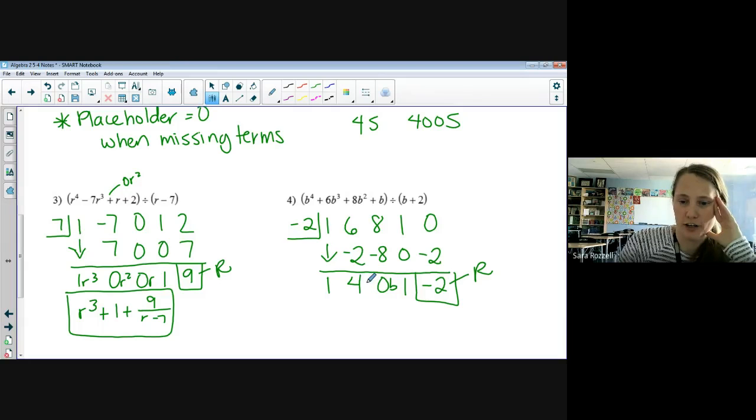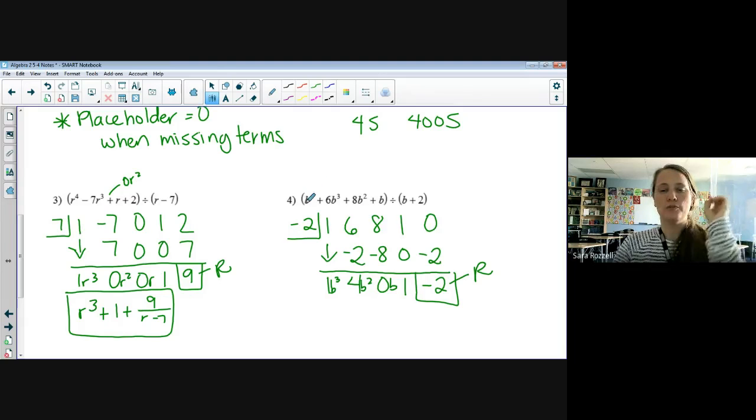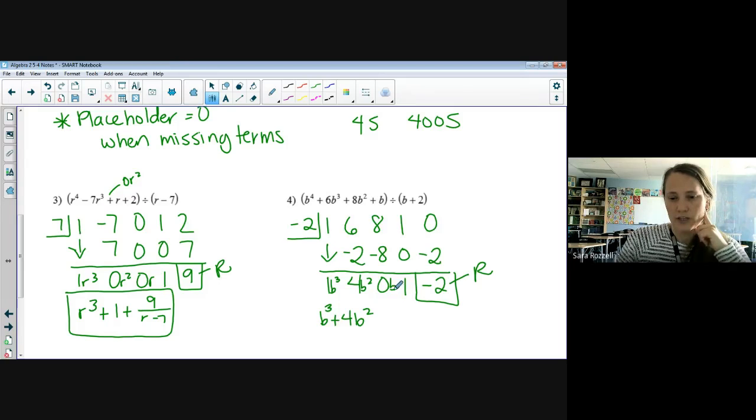Then we have b to the first, b to the second, and b to the third. Here's kind of a hint for this. We started out with b to the fourth, right? And we're dividing by 1b. So b to the fourth, if we take 1b out, we're going to have 3 left over for that. So it's always going to decrease by 1 power from your original polynomial when you're doing synthetic division. So b to the third plus 4b squared. We don't have to write the 0b, but it wouldn't be wrong if you did. Plus 1 plus negative 2 over b plus 2.